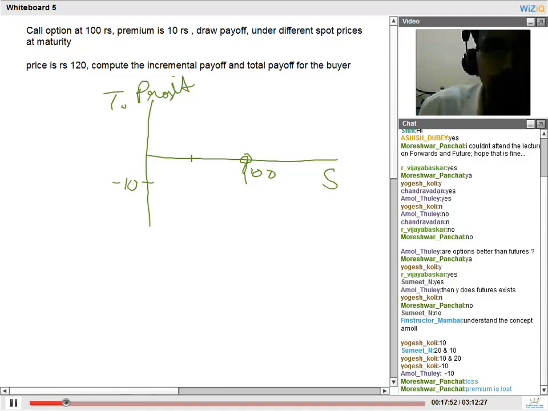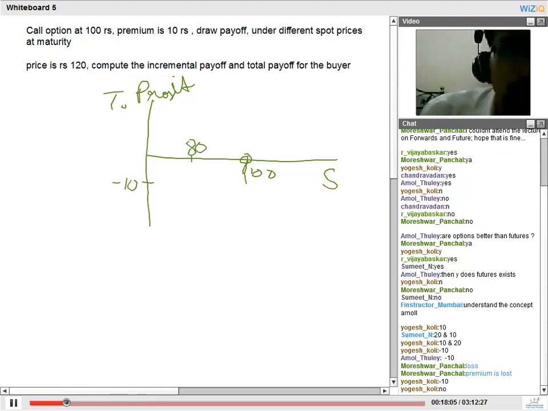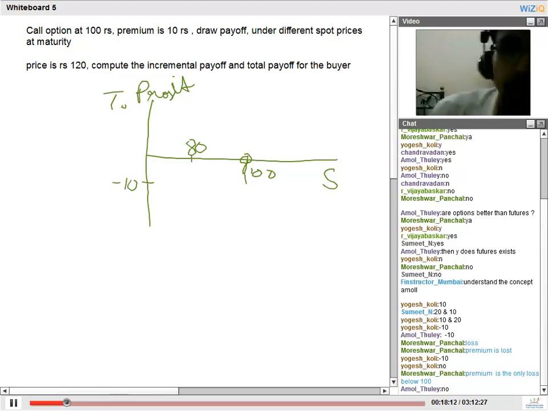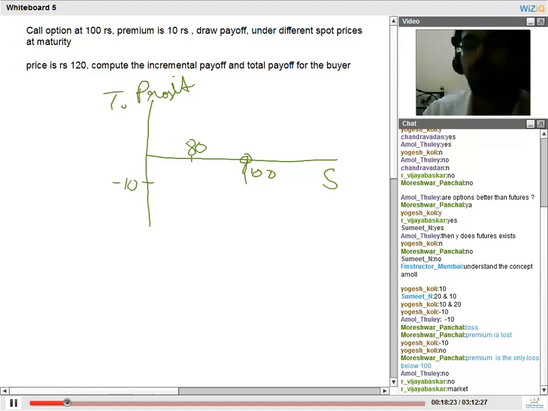At a price of 80 rupees, if the spot ends at 80 rupees, what will be his total loss? Will he exercise the option now? He has the right to buy at 100, but in the market stock is available for 80. Will he buy from the market at 80, or will he buy from the counterparty at 100? He would rather buy from the market at 80 rupees, so the option will not be exercised.